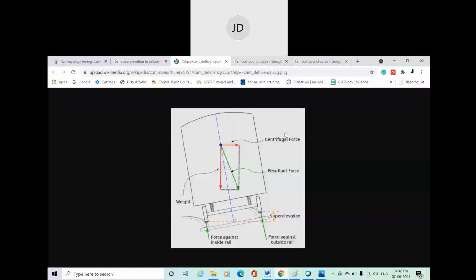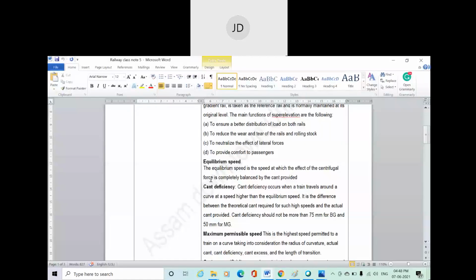Equilibrium speed, basically, what is it? When this centrifugal force is balanced by the super elevation. In that case, the desirable speed of the train along our circular curve to normalize the centrifugal force by the super elevation is your equilibrium speed of train. The equilibrium speed is the speed at which the effect of centrifugal force is completely balanced by the cant provided. Cant or superelevation are the same.